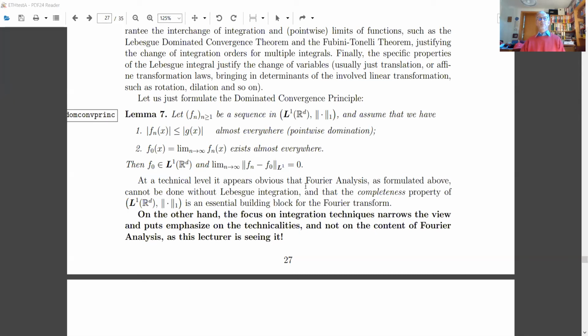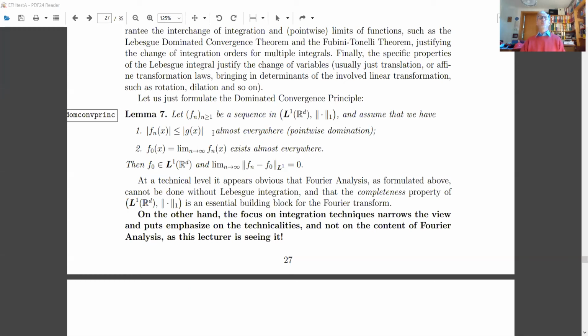But as I keep emphasizing, from this integration theory point of view, in order to define convolution, in order to define the Fourier transform, we have to take the integrable functions. It's fine. Okay, yes, thank you for the comment. Of course, this G has to be in L1.